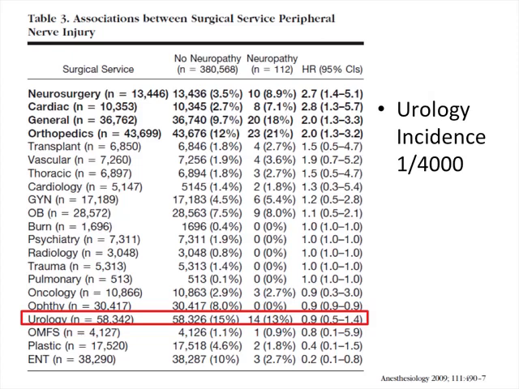Fortunately, urology does pretty well in this regard. This retrospective look at the literature looked at almost 400,000 cases and their reported nerve injuries, and urologic injury was less common, but still occurred in about 1 in 4,000 patients.